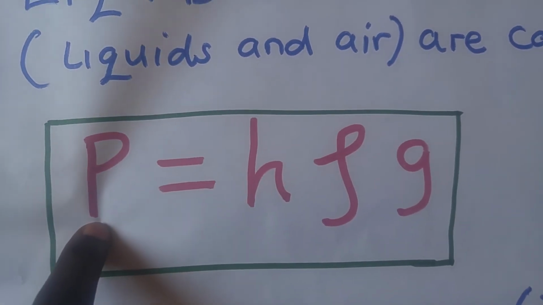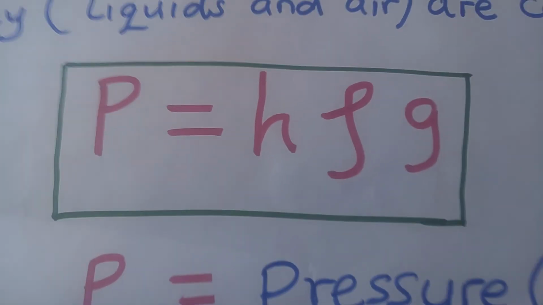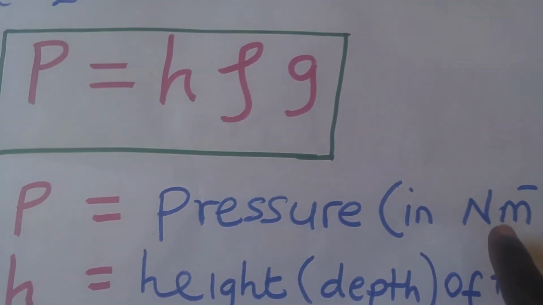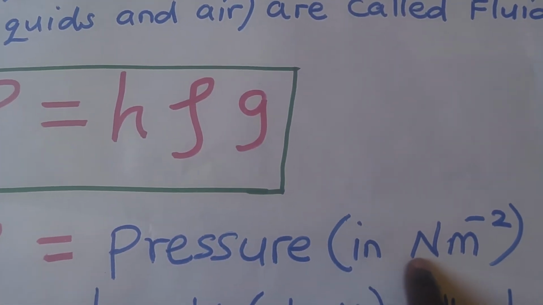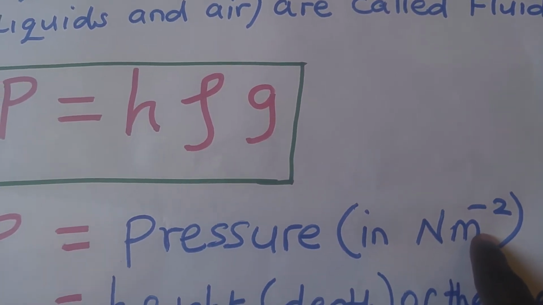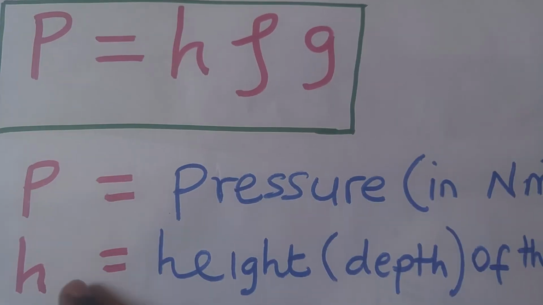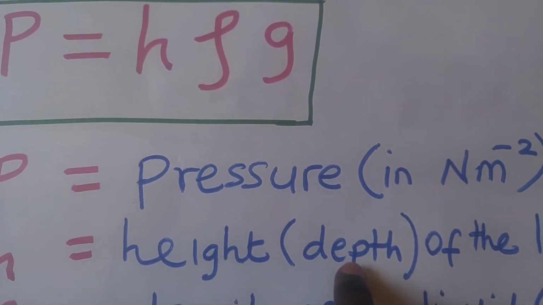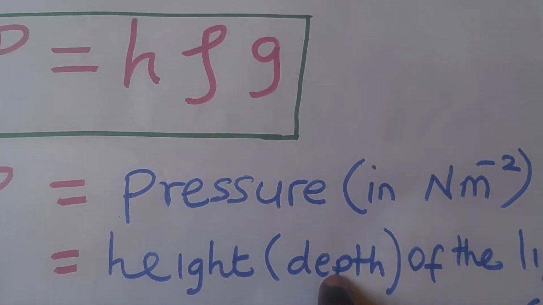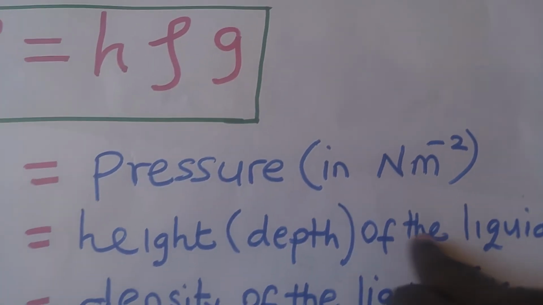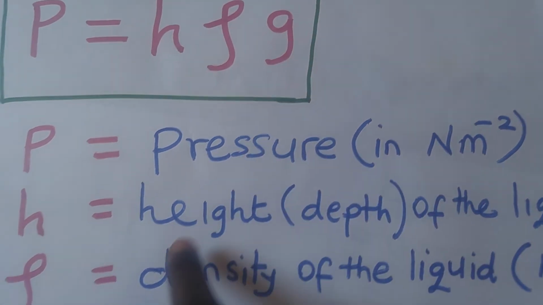P means pressure. You see, I've already put them here. What is the SI unit of pressure? It is newtons per meters squared. Then H means the height. You either say height or depth. Depth comes from the word deep, the depth of that liquid. And then G, right from senior 1.